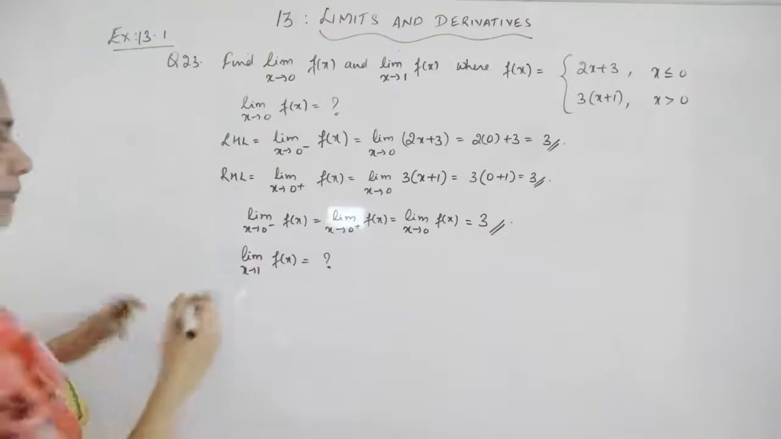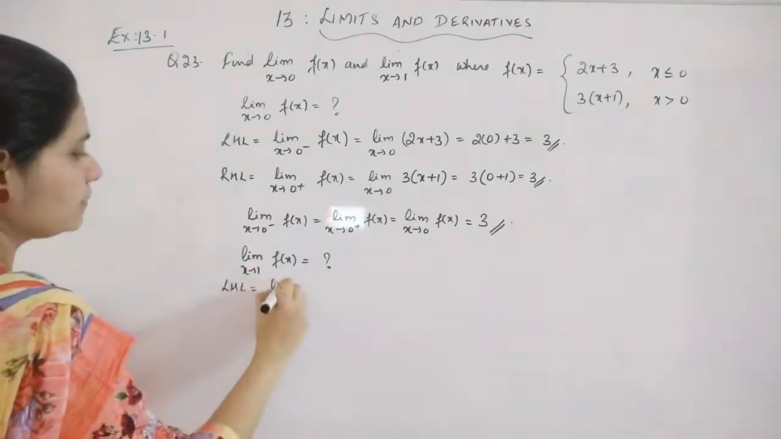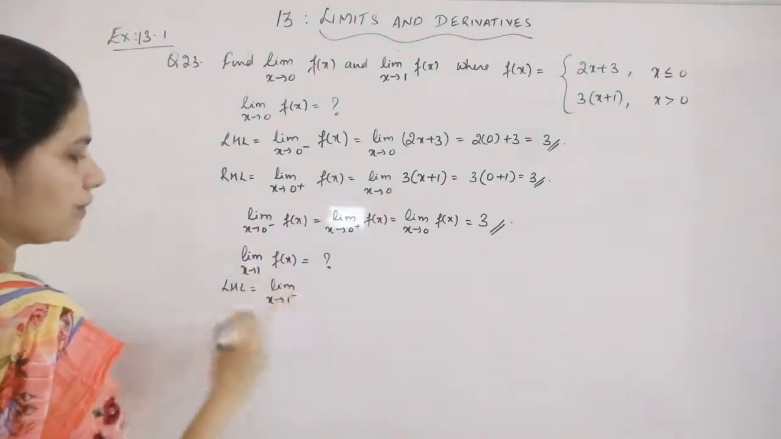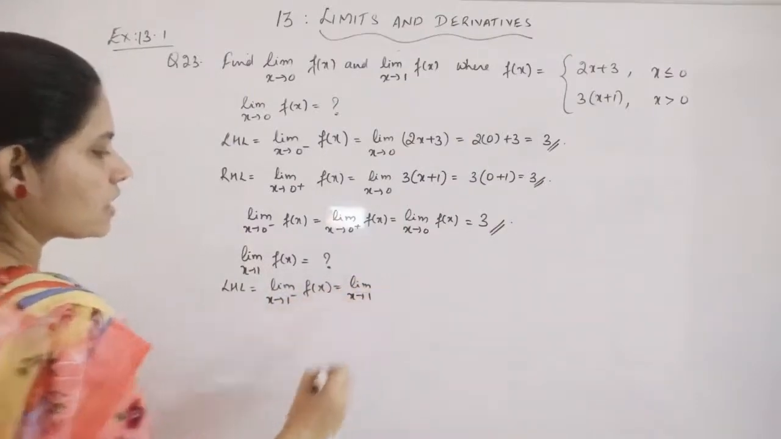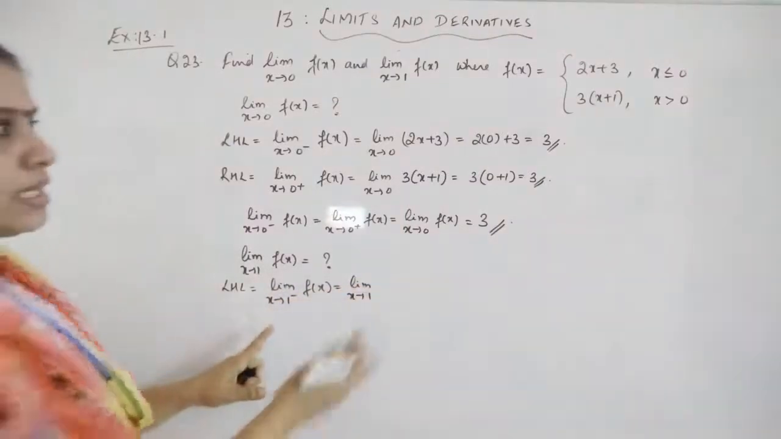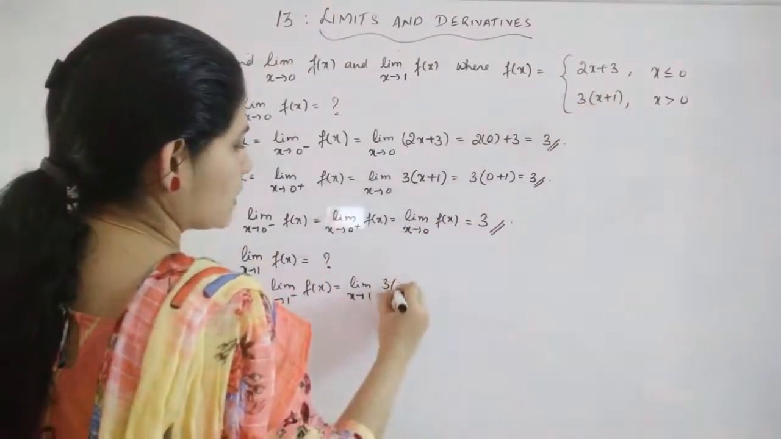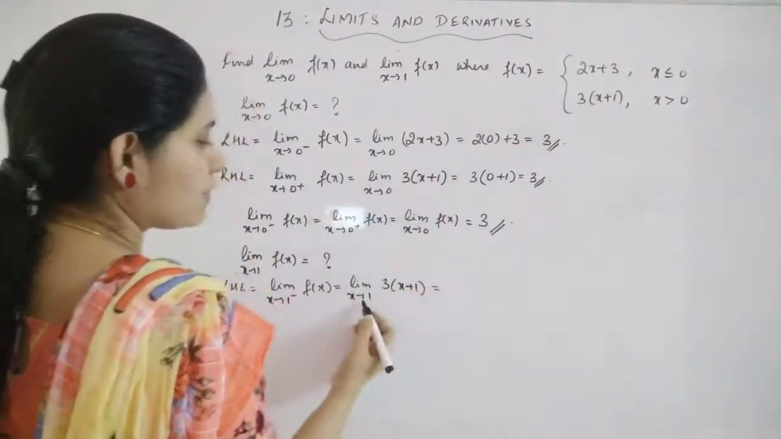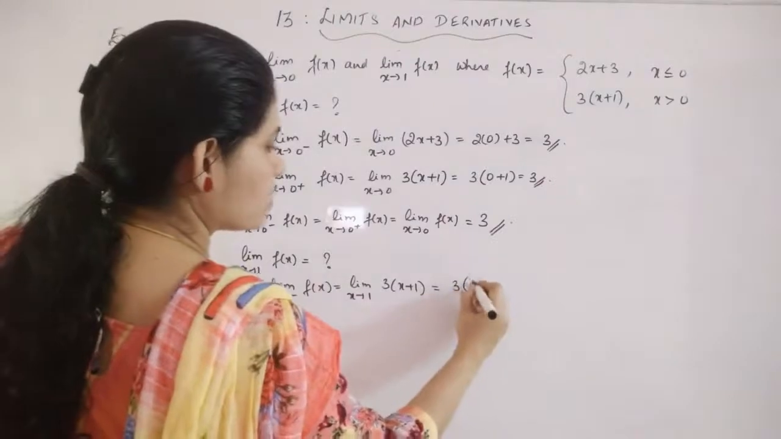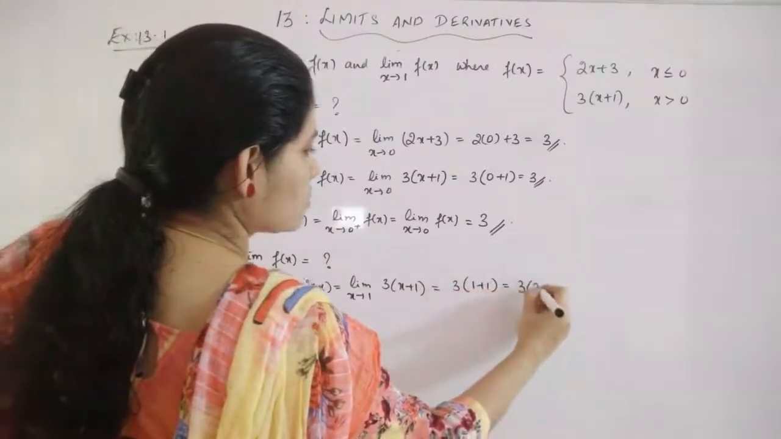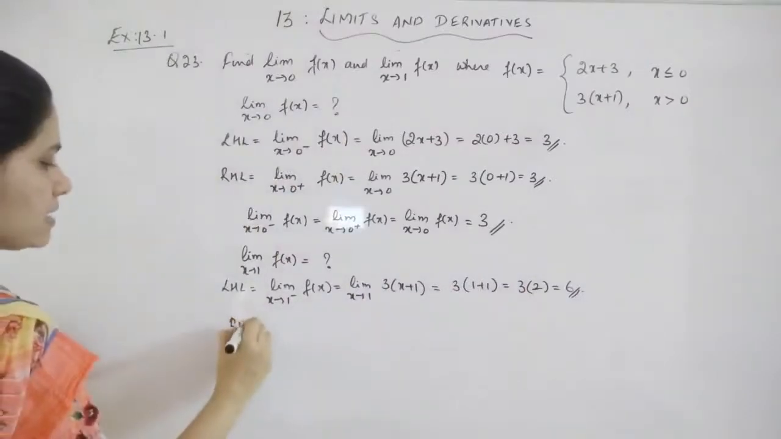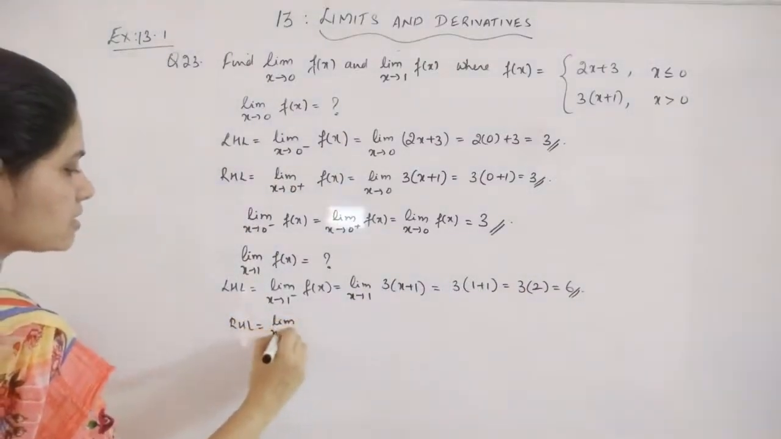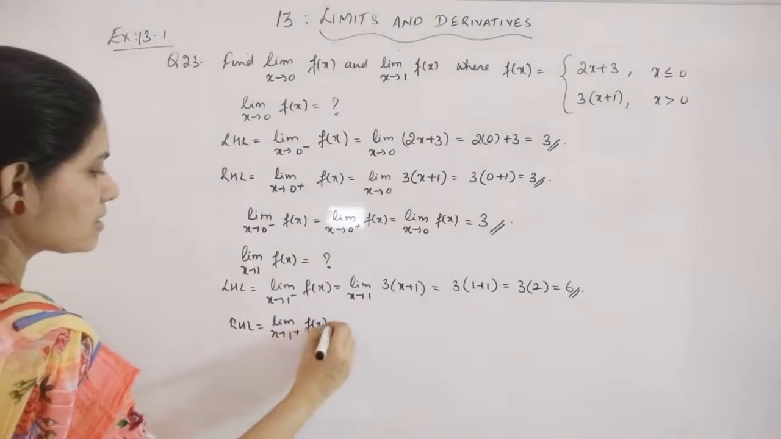So LHL will be limit x tends to 1 minus f of x, but the function you are replacing will be the one for x greater than 0, that is 3 into x plus 1. Now replace x with 1 so that you get 3 into 1 plus 1, 3 into 2, which is 6. And the right hand limit will be limit x tends to 1 plus f of x.